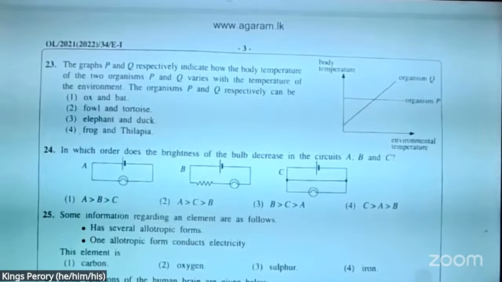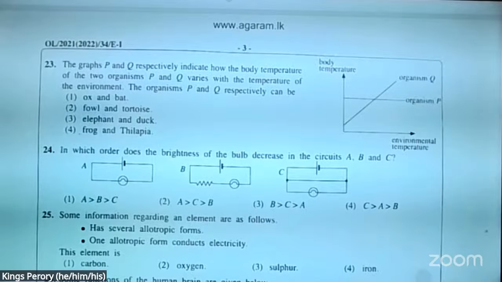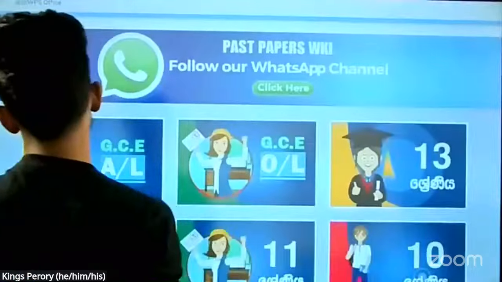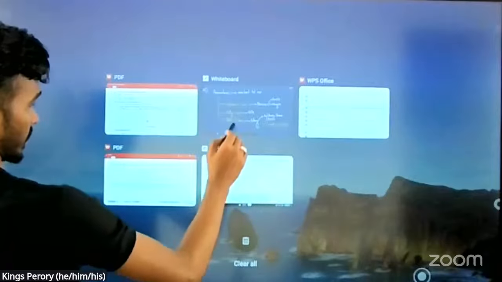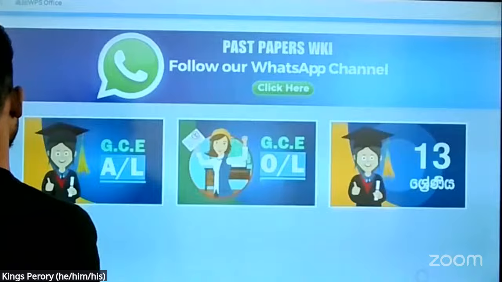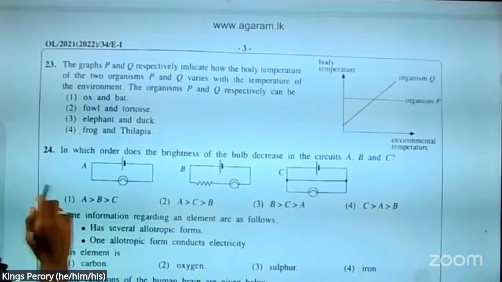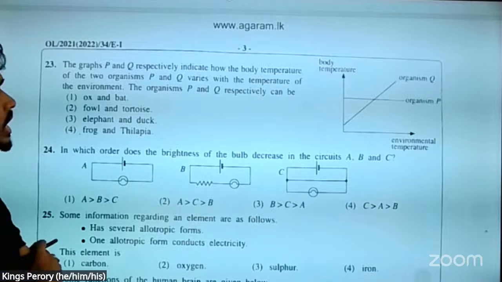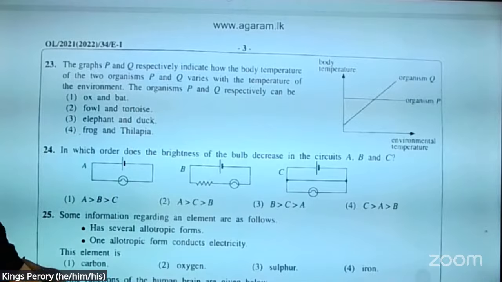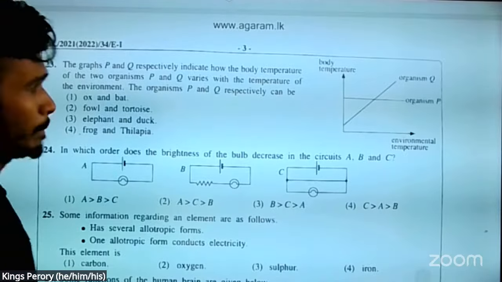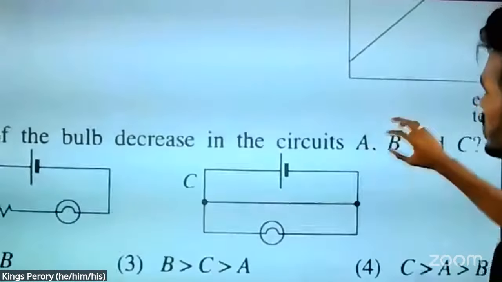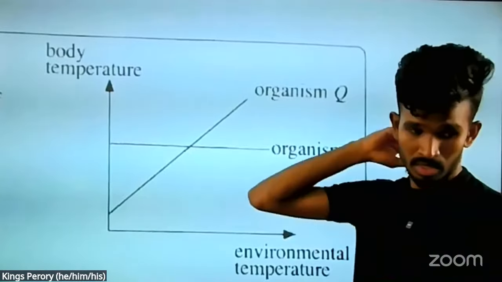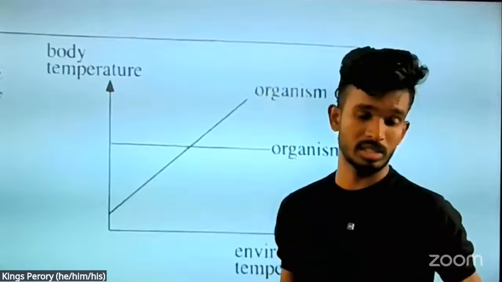Next one. This one also we discussed in a rapid revision session, not seminar. Graph P and Q respectively indicate how the body temperature of two organisms P and Q varies with the temperature of the environment. Organism P and Q respectively. Analyze the graph. Some fellows are more scared when they see graphs. They leave the question and do something else.